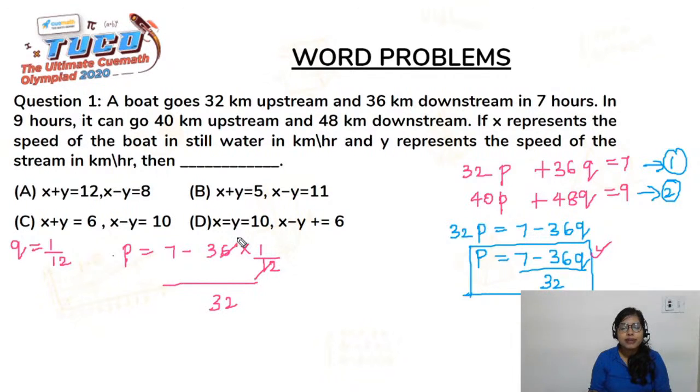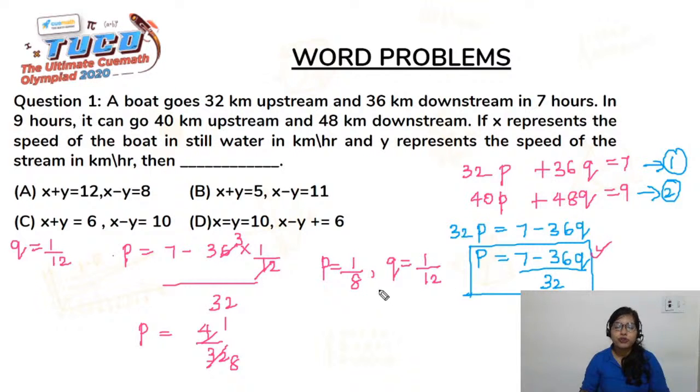So from here 12 times 3 is 36. So here we would be getting 7 minus 3, which is nothing but 4 over 32, and that's going to give us 1 over 8. So we have now got the values of P and Q. So P is 1 over 8 and Q is 1 over 12.